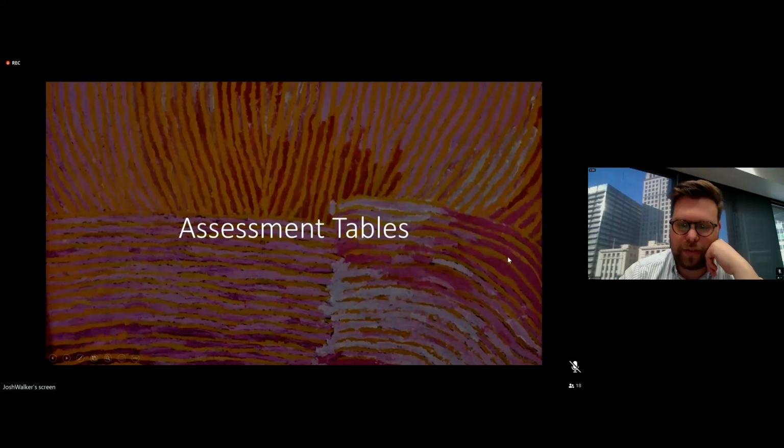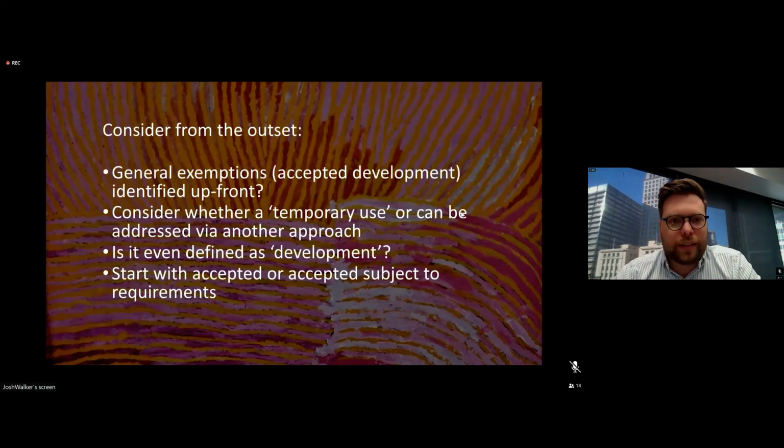Assessment tables, our favourite theme. So again, consider from the outset general exemption. So what could be accepted development? Should it be a starting point of what could be accepted or accepted subject to requirements? And then things that can't be resolved, move up the ladder. Consider whether a temporary use can be addressed by another approach. So for example, some places have local laws that deal with certain temporary uses, and is it actually defined as development? Can it be dealt with through some other mechanism? Again, is it even defined as development? Some of the traditional practices won't be.